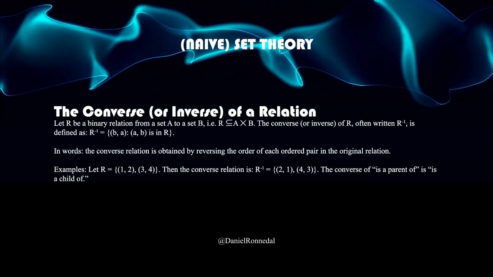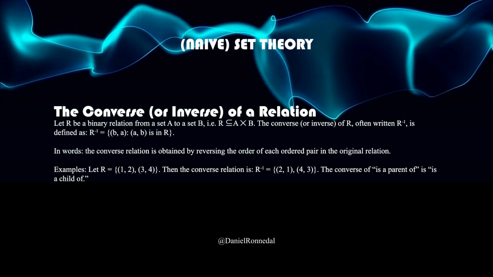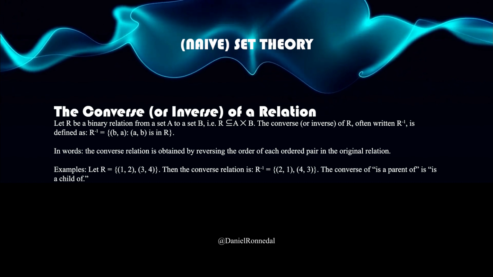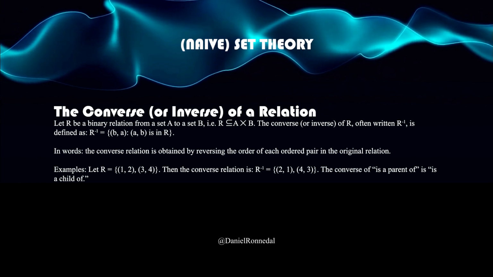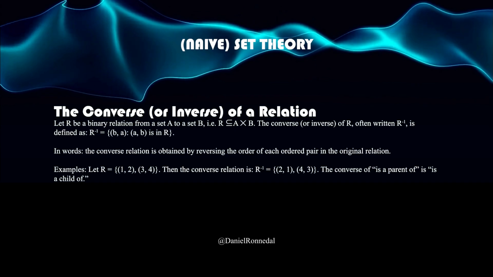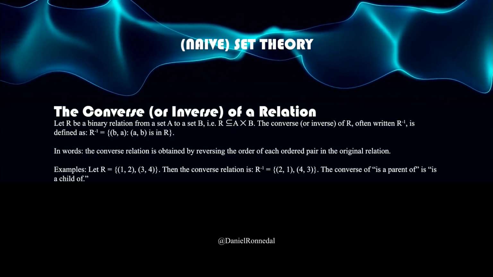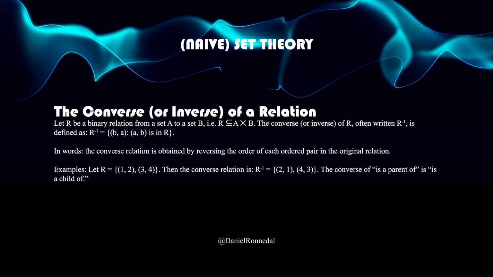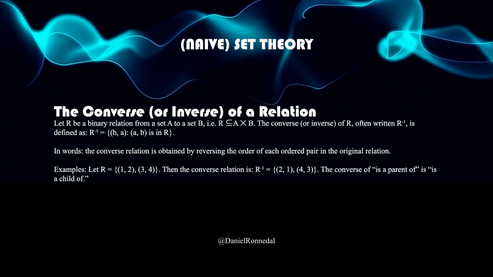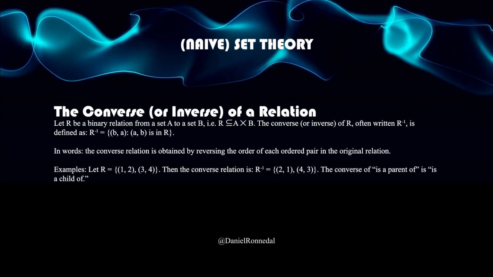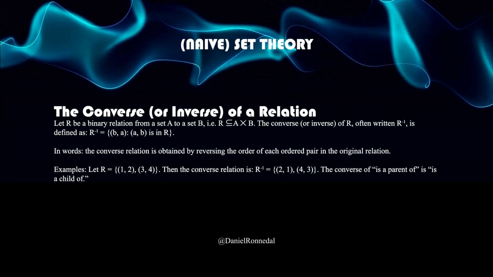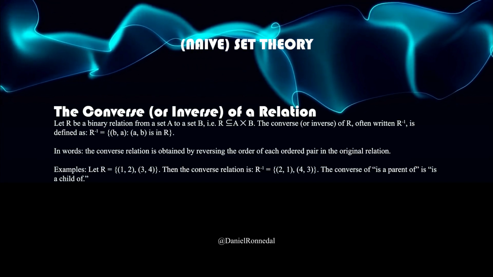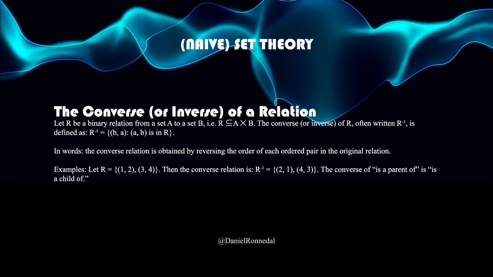Let R be a binary relation from a set A to a set B, that is, R is a subset of the Cartesian product of A and B. The converse or inverse of R, often written R^-1, where -1 is in superscript, is defined as: the converse of R is identical to the set of all ordered pairs (b, a) such that (a, b) is in R. In words, the converse relation is obtained by reversing the order of each ordered pair in the original relation.